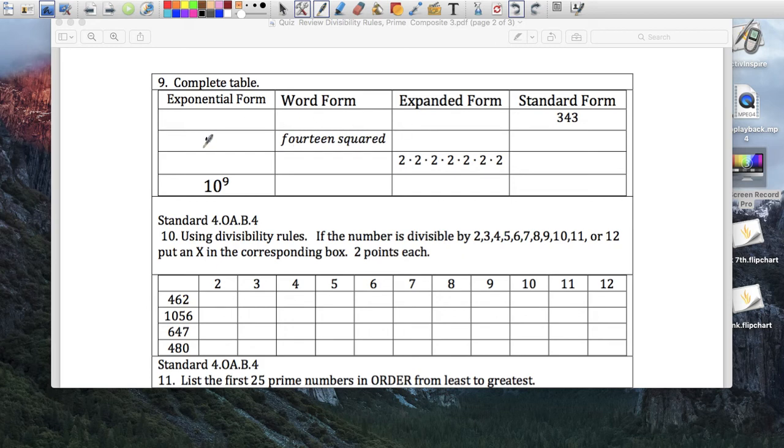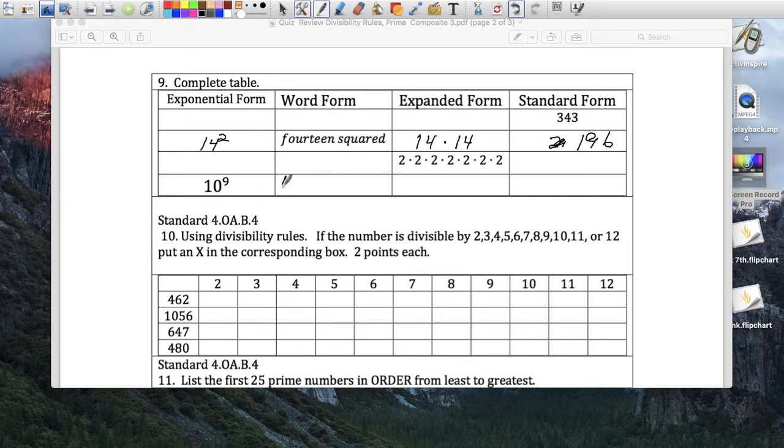14 squared. Squared means the second power, right? Expanded form would be 14 times 14, and write that down. 14 times 14. The extended form would be 196.